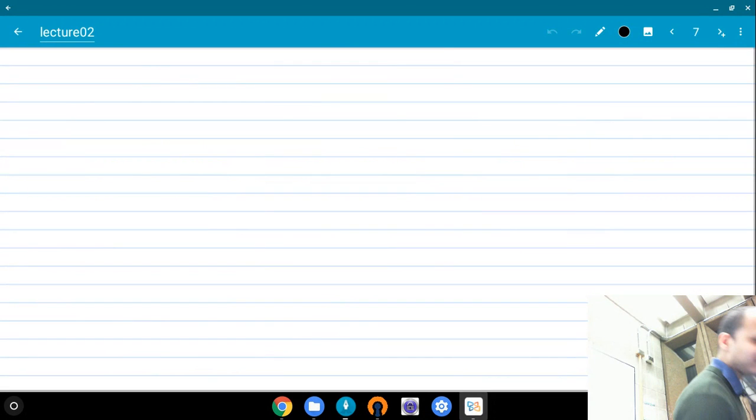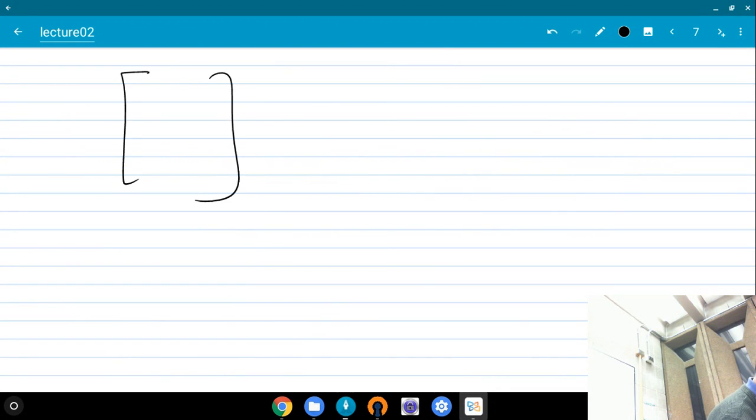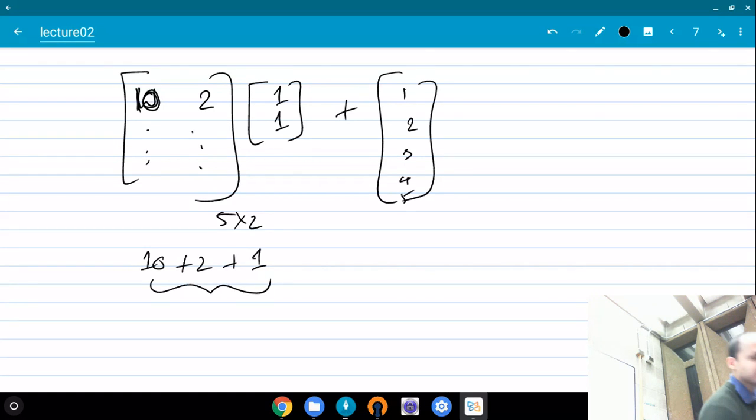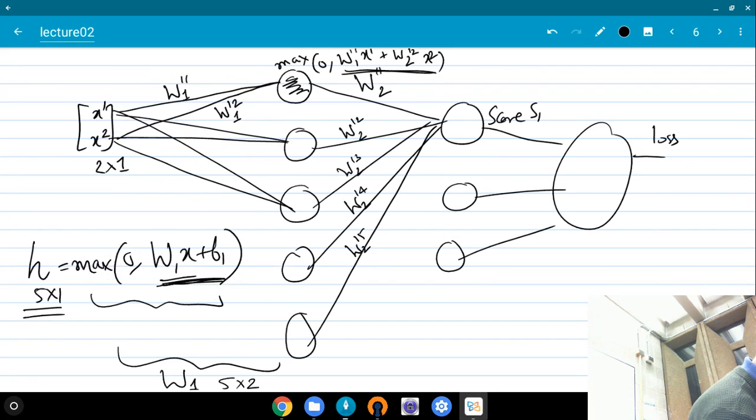To make the point a second time, think of the W matrix as 5 cross 2. It has entries like 10, 2, and some other numbers. Let's say X is just 2 cross 1, and B is 1, 2, 3, 4, 5. This is a pre-activation computation. So what I'm going to do is 10 times 1 plus 2 times 1 plus 1. That's my pre-activation. Just think of the first row; the first row of the output would be just this. I do a max of 0 comma this, which is going to be 13. It's a positive number anyway, so that's fine. That number is this shaded thing.